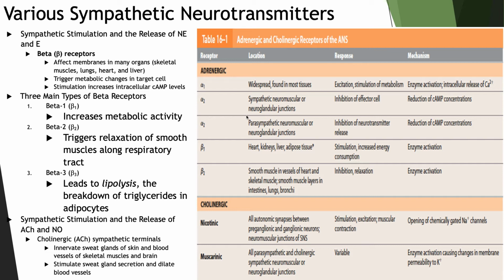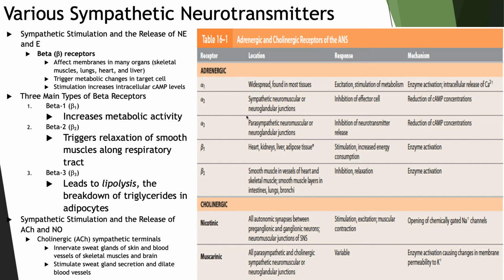A third type of beta receptor, or B3, is found in adipose tissue. Stimulation of B3 receptors leads to lipolysis, or the breakdown of triglycerides stored within adipocytes. The fatty acids generated through lipolysis are released into the bloodstream for use by other tissues. The activity of these synapses produces vasodilation and increased blood flow through these regions.